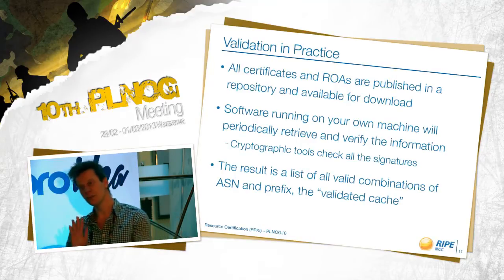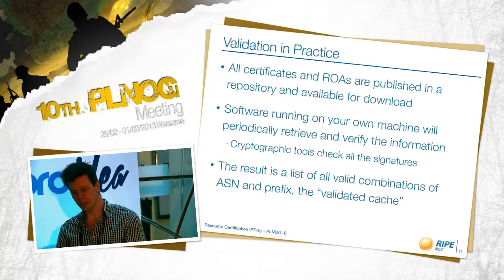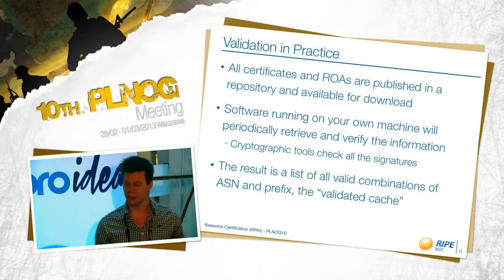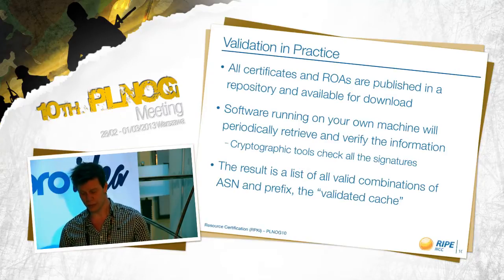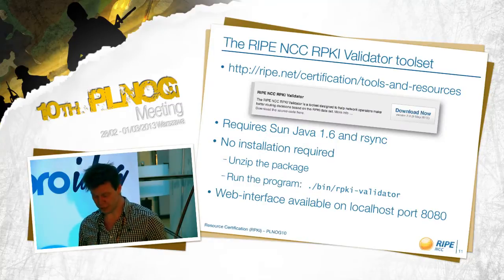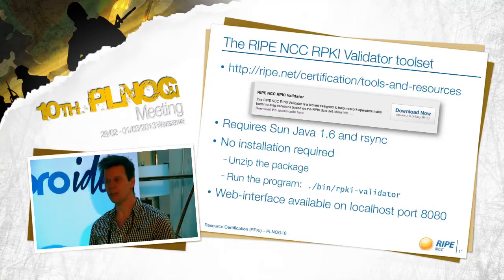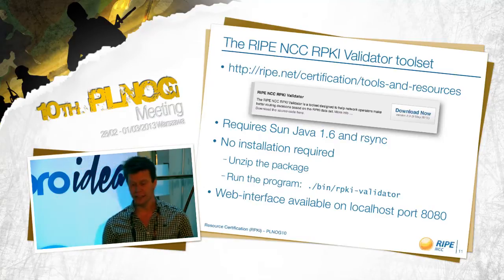And we have got a tool set built for this, where you can do this. And all that it requires is Java 1.6 or newer, and rsync available on your system. Those are the only 2 requirements. So you don't need any installation. You just run the program /bin/RPKI validator. And then a web interface where you can configure it and view the information will become available on port 8080. And this is what it looks like.